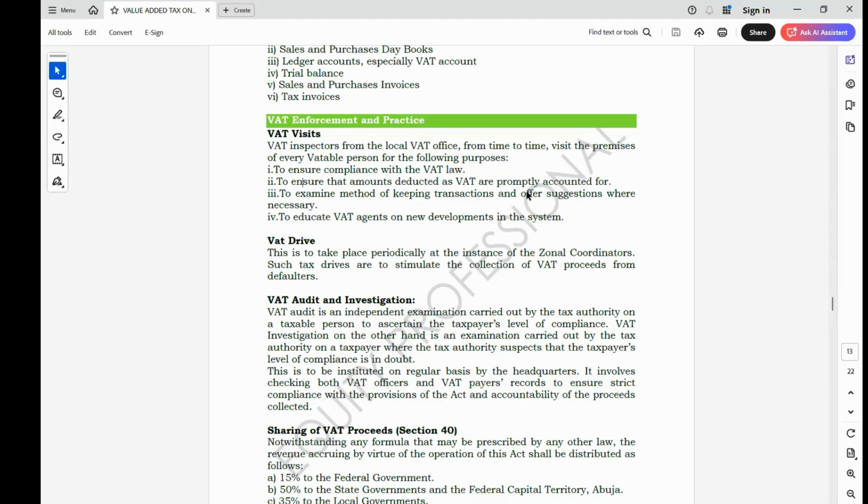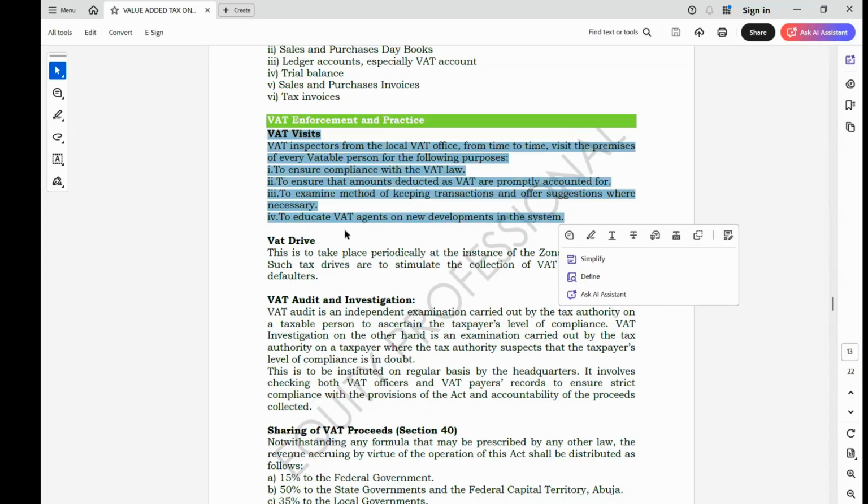So they want to look at whether you are deducting VAT, to also ensure that the amount you are deducting, you are remitting it as at when due, to examine the method of keeping transactions, and to also ensure that you are keeping your record of the VAT collected. So once they visit, they will ask for your book. That's what they want to look at, your book, to be able to look at your level of compliance. They will also educate your VAT agent on new developments in the VAT system. So that's for VAT visit.